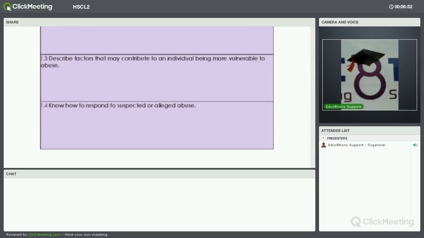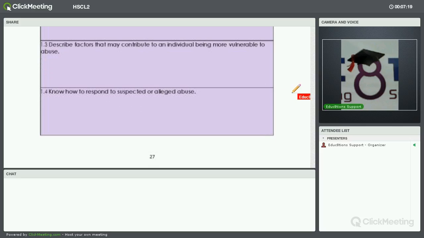1.3, describe factors that may contribute to an individual being more vulnerable to abuse. So, in other words, what is that asking you for? Describe factors that may contribute to. So, in other words, in situations, what happens to people that can make them become an individual that is more vulnerable to abuse.